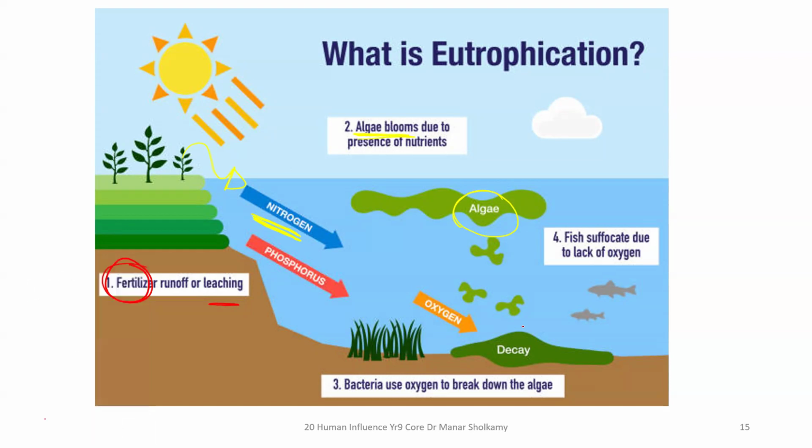And then the plants will die, they will be decomposed. This is going to cause a decrease in the oxygen concentration levels. The fish will suffocate because of the lack of oxygen. The fish will die, and we will have no life in this river. This is eutrophication. Anyone has any questions over eutrophication?